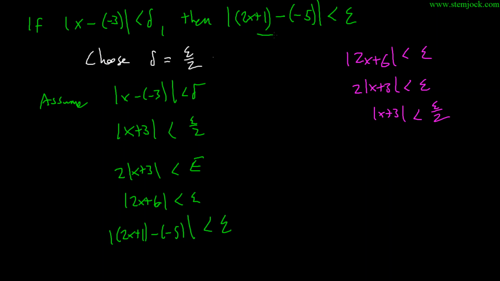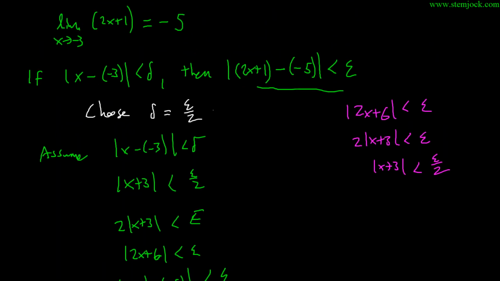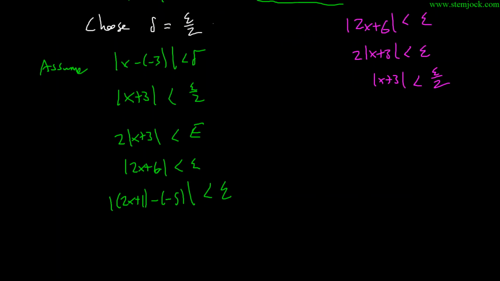This is the consequent. We have just gone from the antecedent, and we showed step by step how to get the consequent from that. So we have proven the limit using the precise definition. Therefore, the limit as x goes to -3 of 2x plus 1 equals negative 5. And we're done.